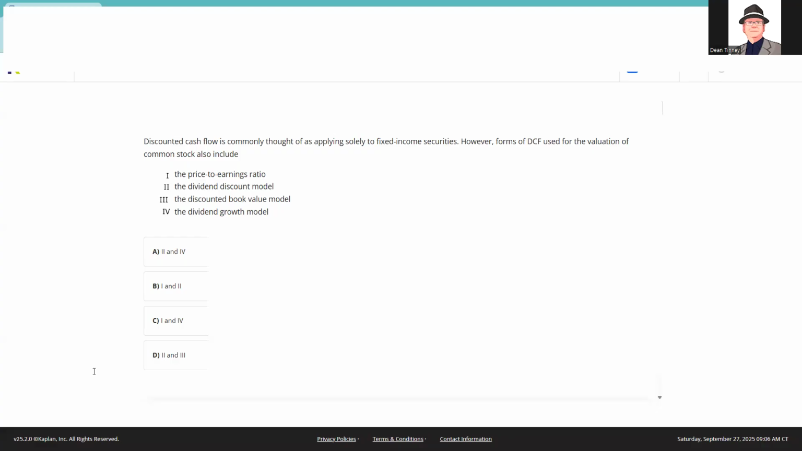So, okay, let's look at today's request. Discounted cash flow is commonly thought as applying solely to fixed income securities.